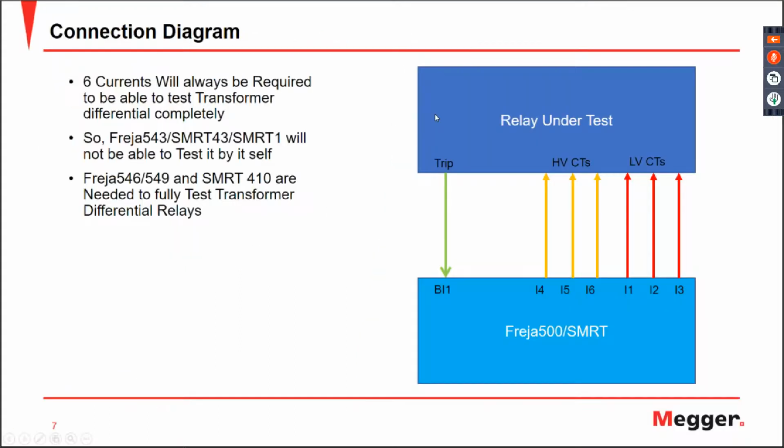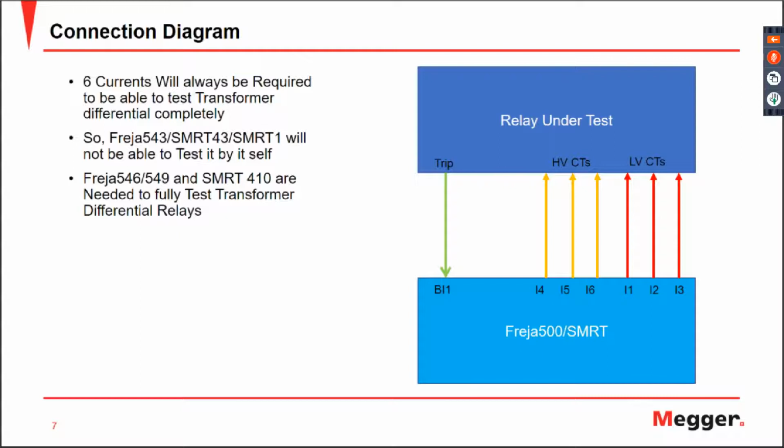So, as I mentioned to you earlier, our session will be heavily practical. I have a setup here with me, connected to a camera, that I will show you shortly. When you are testing a transformer differential, please note that your test kit needs to be able to supply 6 currents simultaneously to completely test a transformer differential. So when you have a Freja 543 or SMRT 43 or even SMRT 1, where you have only 3 current outputs available, you will not be able to complete this test using that test kit alone. You might want to use a different test kit along with it.